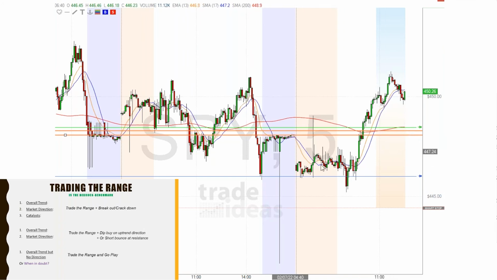Okay, so this is the range that we trade here. You see, we have a gap down, and then we have a sideways move. So the overall trend is down. The market direction is sideways. Not much catalyst today. We don't have a catalyst today.